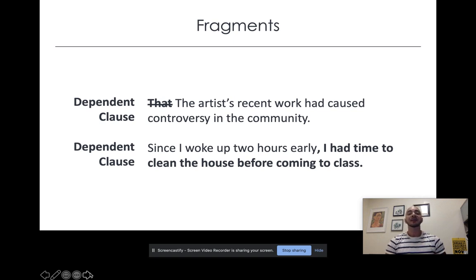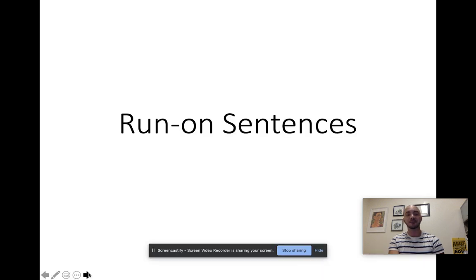In number 2, since I woke up 2 hours early, this time we're going to add something onto the end of it. We're adding an independent clause to the dependent clause in order to make it a complex sentence. Since I woke up 2 hours early, comma, I had time to clean the house before coming to class. You have both a subject, I, and a verb, woke, and then you have a new subject, I, had. And this time, the second clause here is an independent clause or a simple sentence, and so we can combine those two to make a compound sentence.